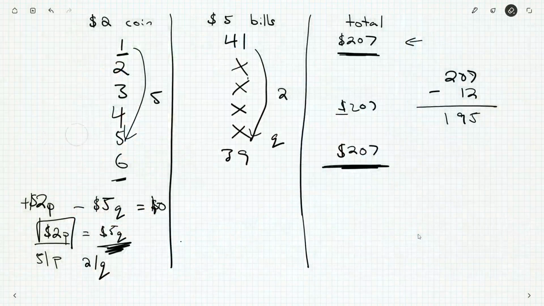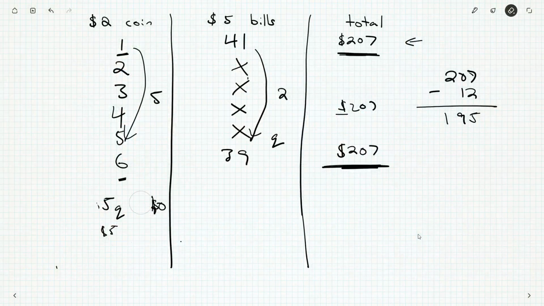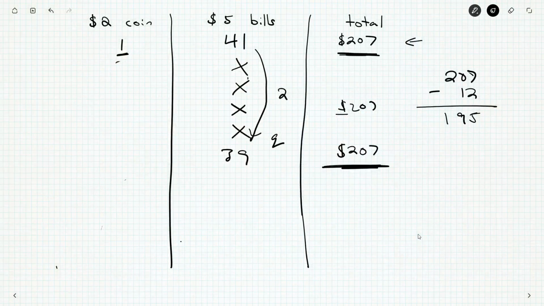We'd start to realize that 2 and 3 and 4 of the $2 coins aren't going to work, but 6 will. 6 and 39, that works. That gives me a total of 207.